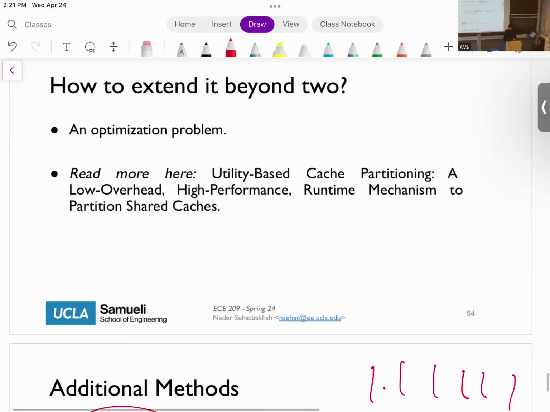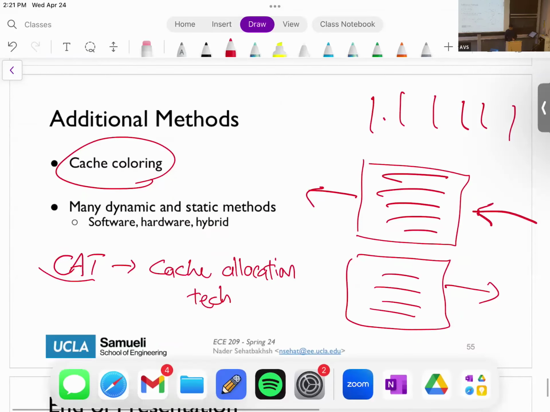All right, so that's it for cache. All right.